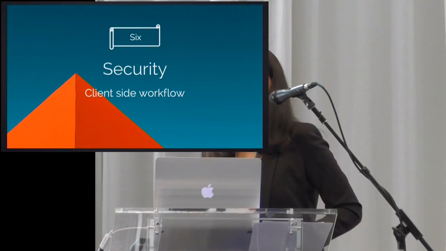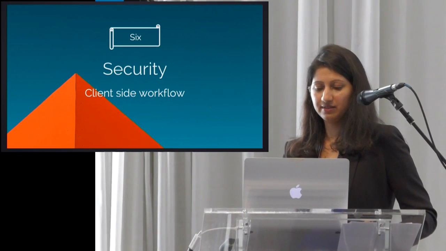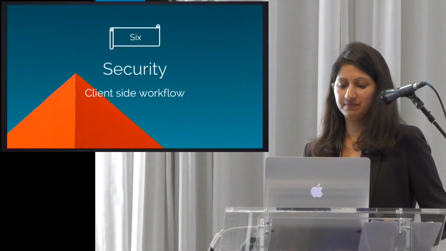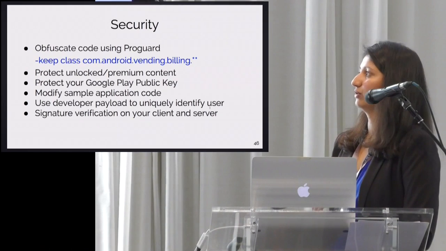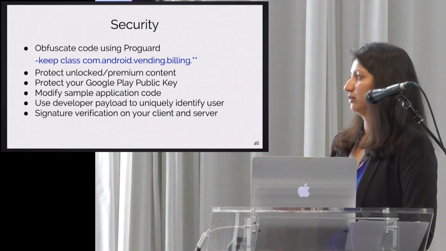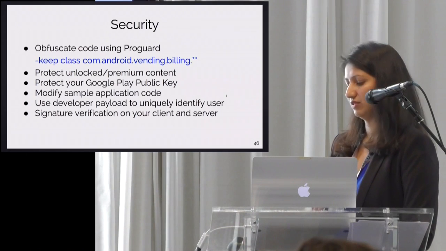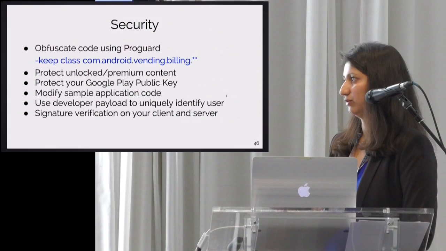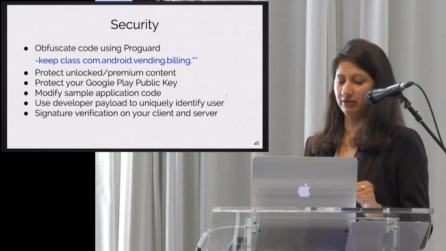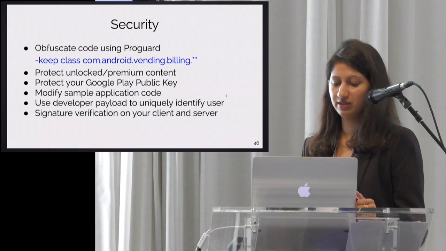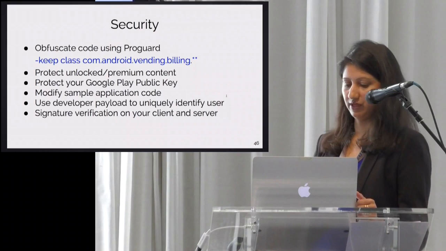Okay, let's talk about security, the sixth thing you're going to learn today. This is mostly on the client side, but you can also do some of this on the server side. First thing, use ProGuard. It's a tool that lets you rename all your classes, your methods, and other things, so that it's not easy for people to kind of mess around with your app and decompile your APK and see all of your information. So add this line into your ProGuard text file.